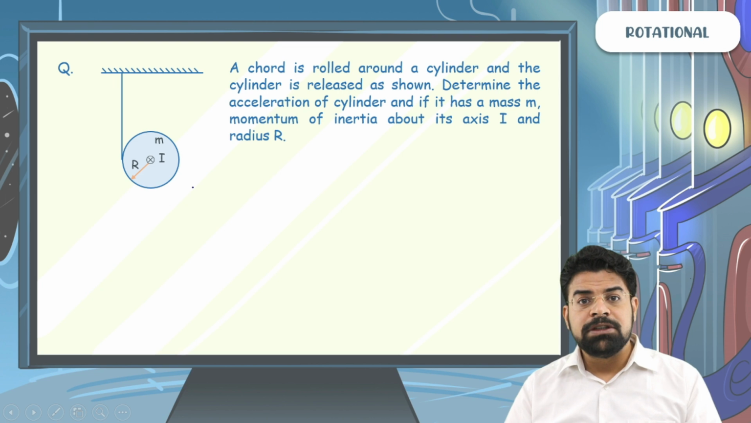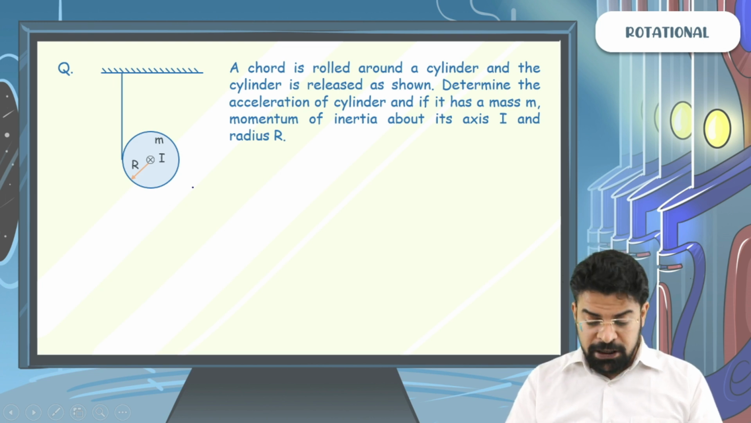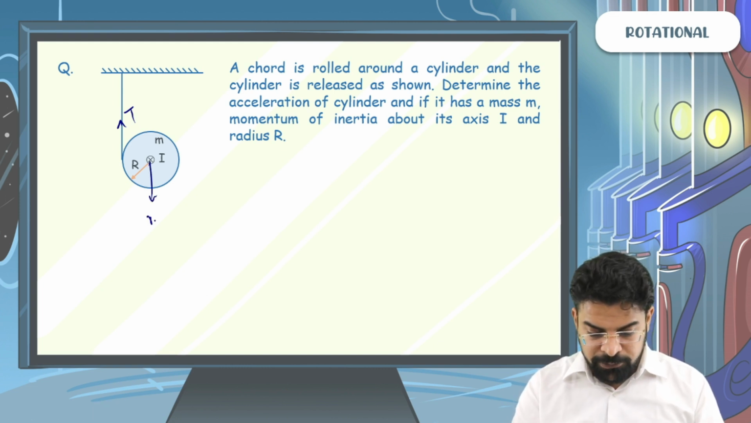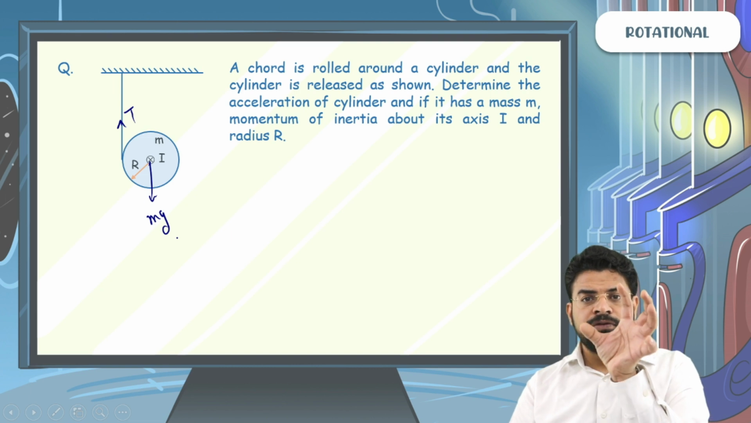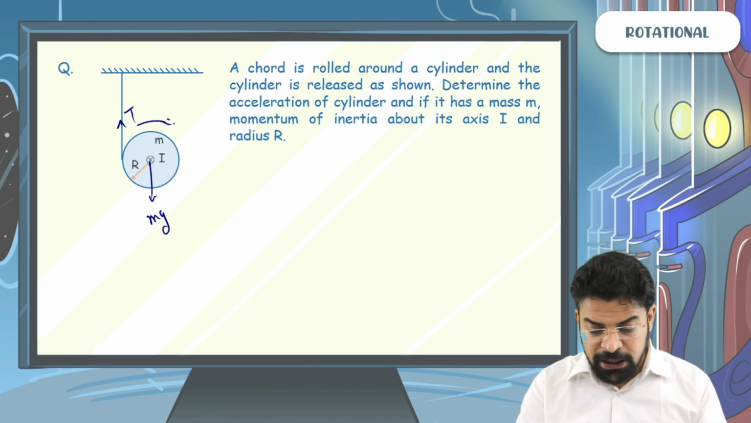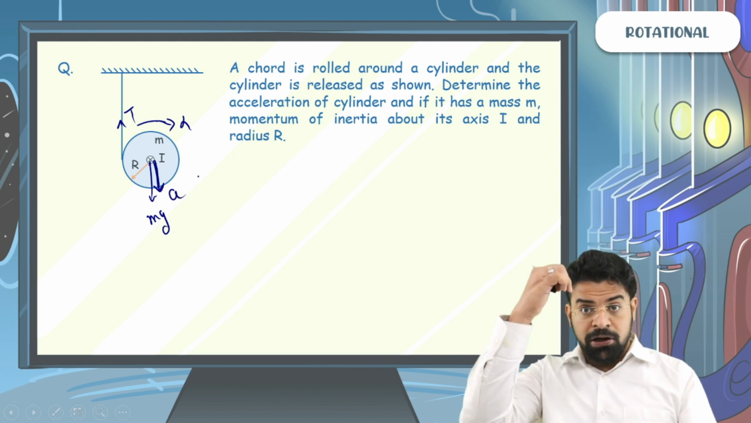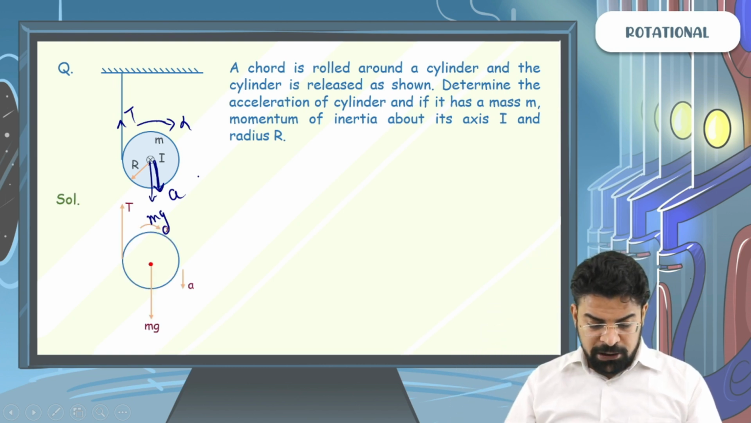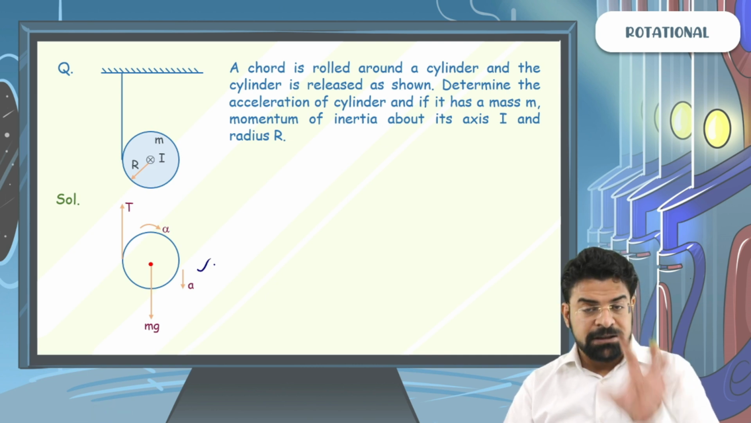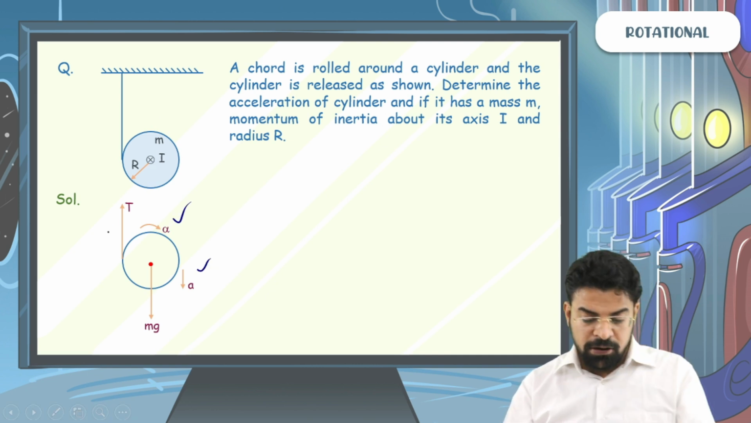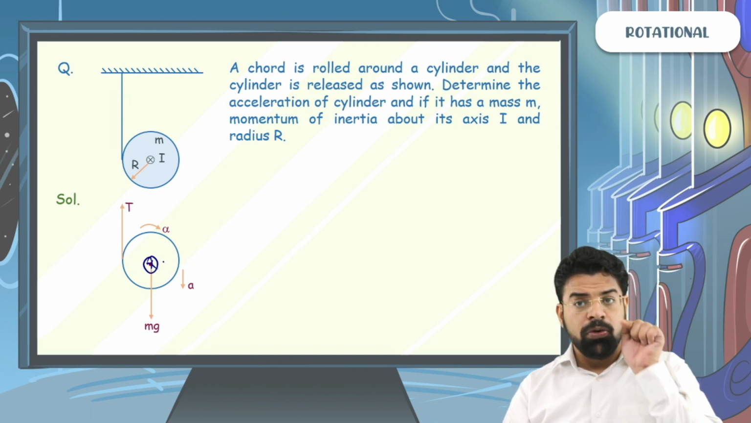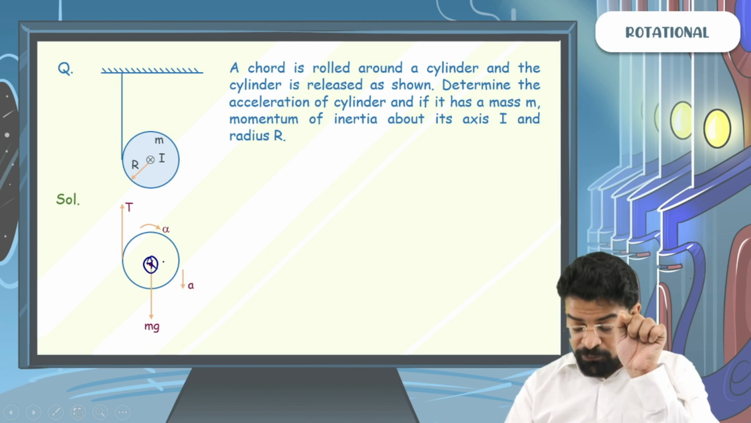So what will be the forces acting on this cylinder? Assume that there will be a force of tension for sure, and there will be a force of gravity. Assume that under the influence of these two forces, it gets an angular acceleration alpha and a translational acceleration A downward. The center of mass gets a translational acceleration A downward. So making the force profile, the forces are T and mg.